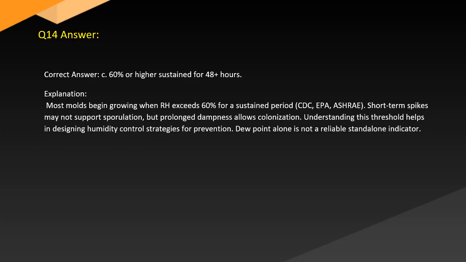Answer. Correct answer: C. 60% or higher sustained for 48 plus hours. Explanation. Most molds begin growing when RH exceeds 60% for a sustained period, per CDC and ASHRAE. Short-term spikes may not support sporulation, but prolonged dampness allows colonization. Understanding this threshold helps in designing humidity control strategies for prevention. Dew point alone is not a reliable standalone indicator.